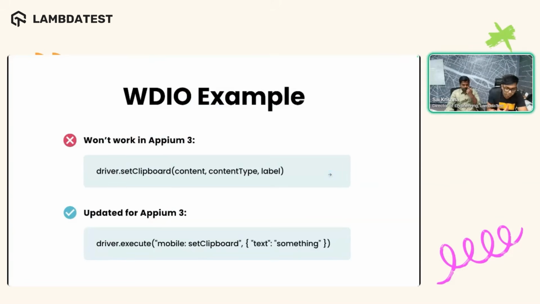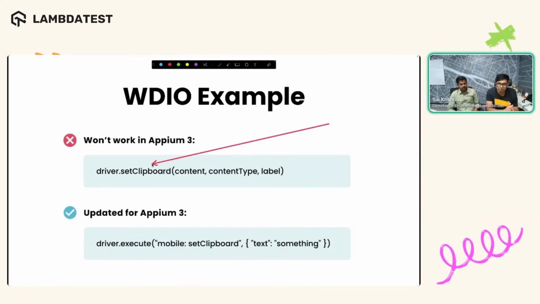And this is what we were talking about, some of the examples that might be working today for you with WebDriverIO, and what kind of updates need to be done. If you have a function which says driver.setClipboard, under the hood, probably this will not work if they are not yet migrated to mobile: setClipboard. But you can unblock yourself if you are using a WebDriverIO code base by simply calling driver.execute with mobile: setClipboard. So you're basically sending things directly to the Appium server through the execute command.